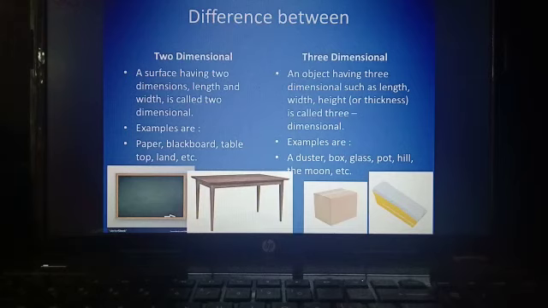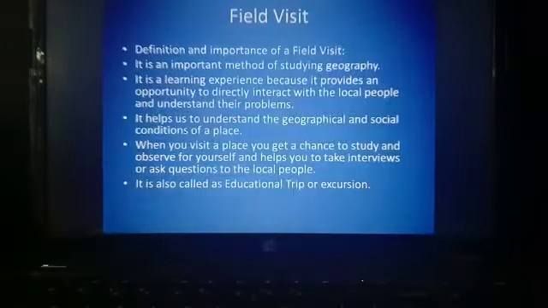They are also looking at the thickness of the particular thing, right? How thick it is and how broad it is. All that is also seen. So that becomes your three-dimensional object. In that you will count. Examples will be a duster, a box, a glass, a pot, a hill, then the moon, and even these will be the examples for this.